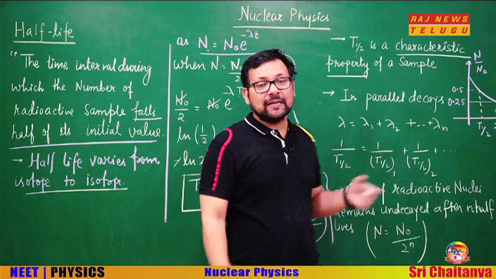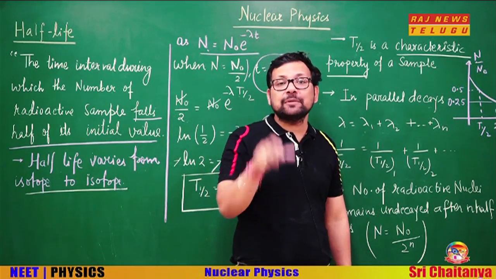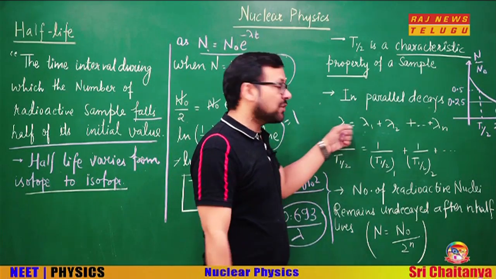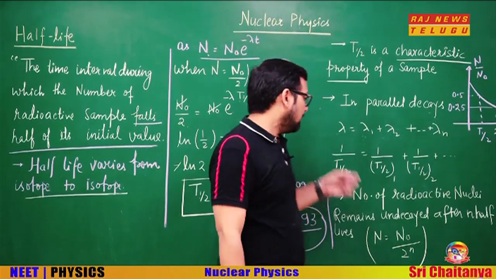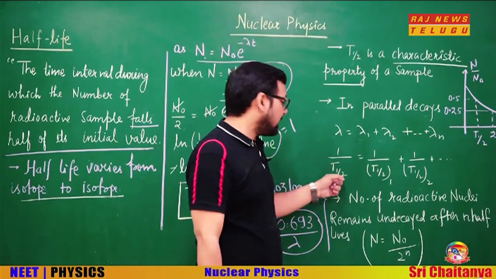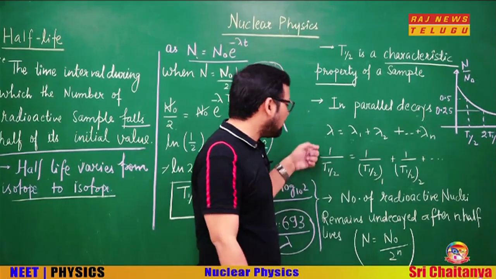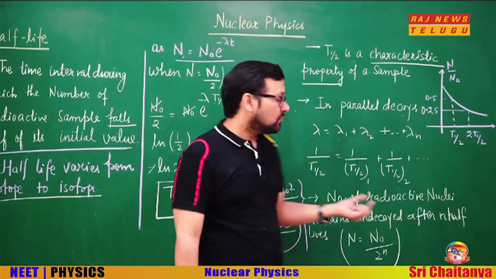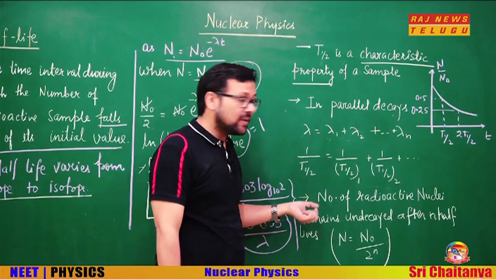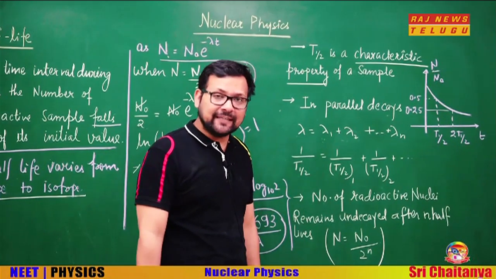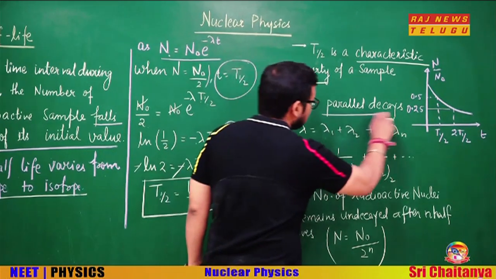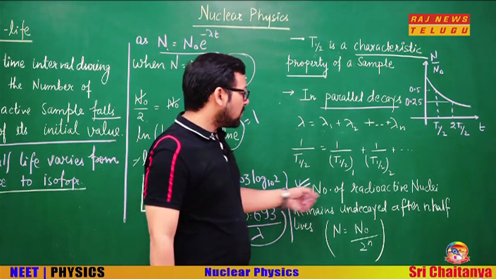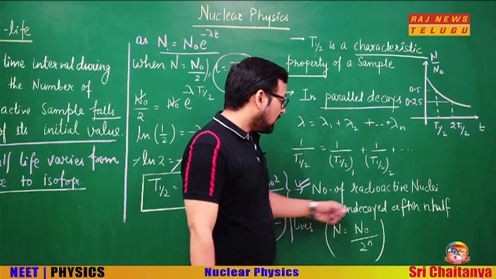When in a question it is given that there are two radioactive samples decaying with one lambda 1 and second lambda 2, then what is the lambda? Lambda 1 plus lambda 2 plus lambda n, and lambda you can write as ln 2 by T half, ln 2 will be cancelled. So, 1 by T half is 1 by T half of first, 1 by T half of second, and so on. From here you can calculate the net half-life, and you can calculate the net decay constant for, obviously, parallel decays we were talking about. This is an important one. You can see number of radioactive nuclei after n half-lives.